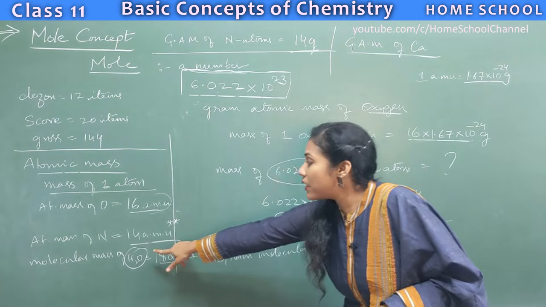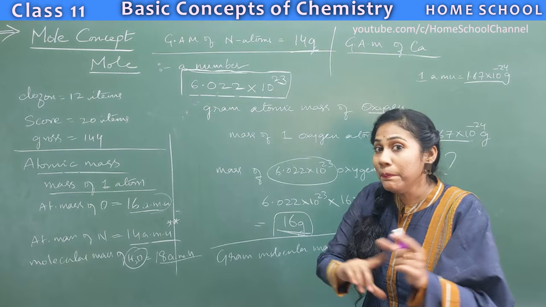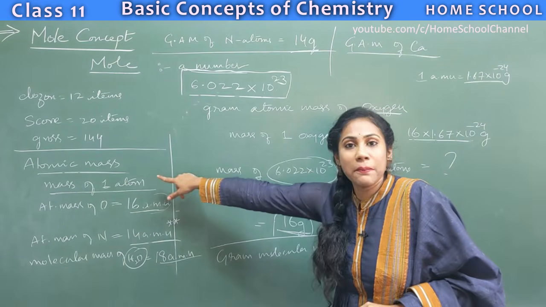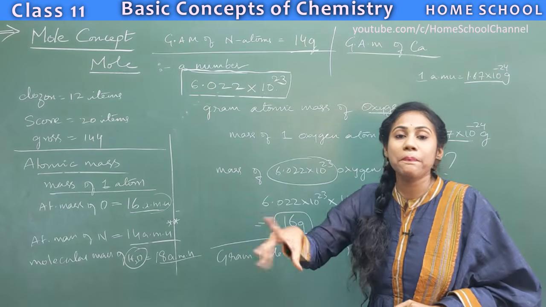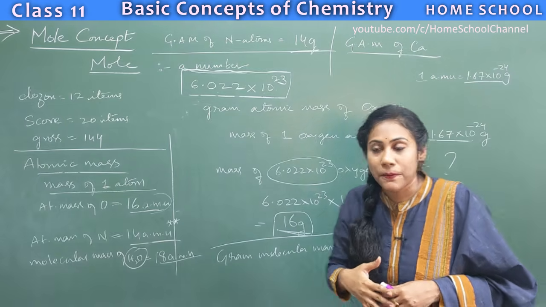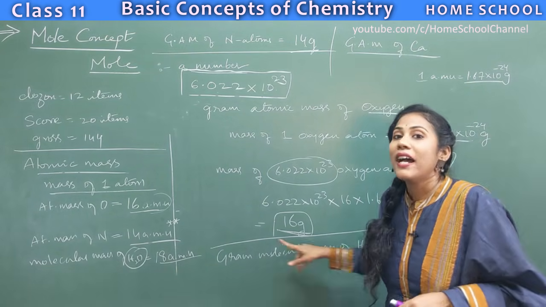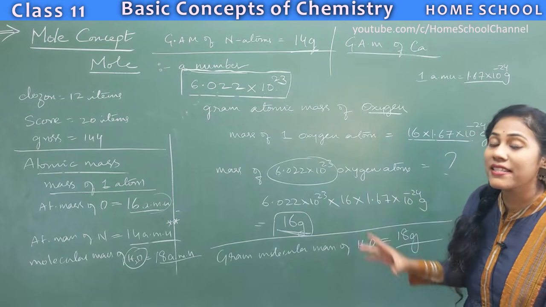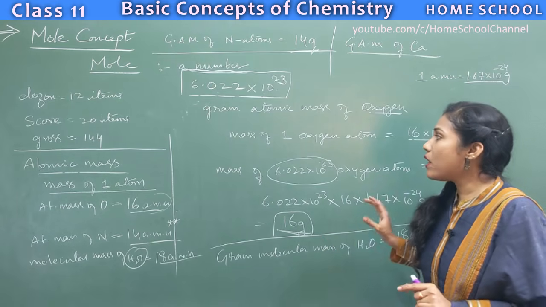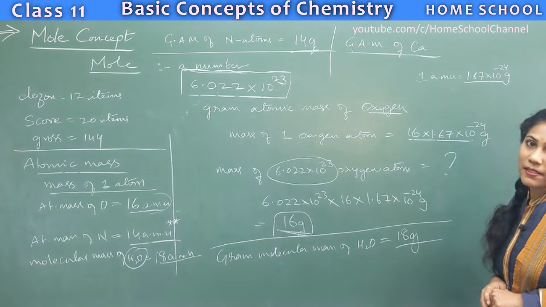Just like that, for normal molecular mass and gram molecular mass, the digit will remain the same, the unit will be different. The definitions are entirely different. Normal atomic mass means mass of 1 atom, and gram atomic mass means mass of 1 mole of atoms. Normal molecular mass means mass of 1 molecule, and gram molecular mass means mass of 1 mole of molecules. Okay, so this is all about gram atomic mass and gram molecular mass.